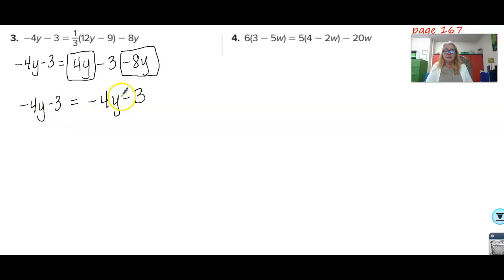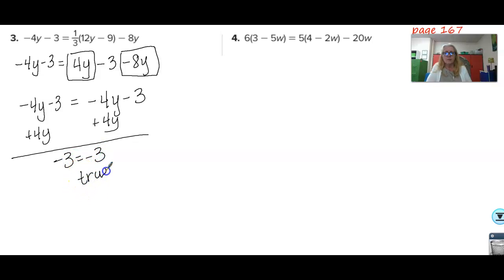And what do you notice about the left and right side? They're identical. If you don't believe me, add 4y to both sides. And you got negative 3 equals negative 3, which is a true statement, which means you have infinite solutions.